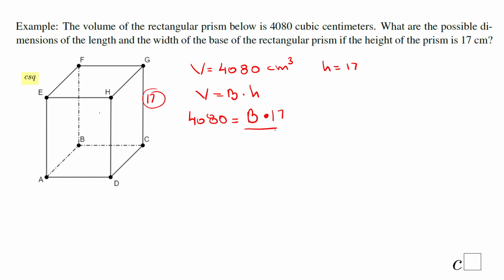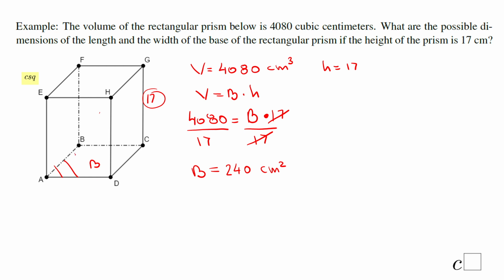How are we going to find this B? Divide by 17 to cancel this 17. Do the same thing obviously on the other side. So we end up here with B equal 4080 divided by 17, that will be 240. Okay, and by the way, this one is going to be square centimeter, and this is that B.